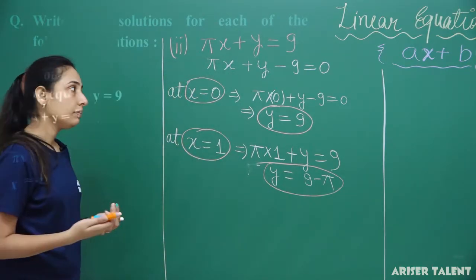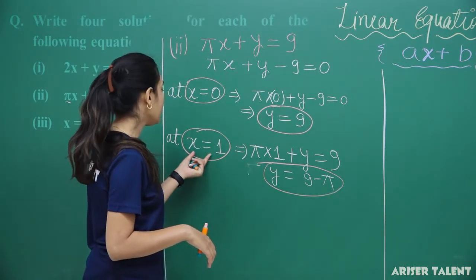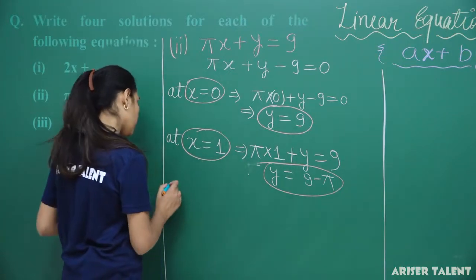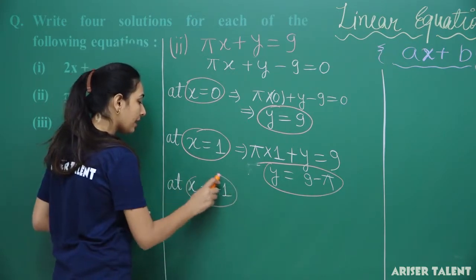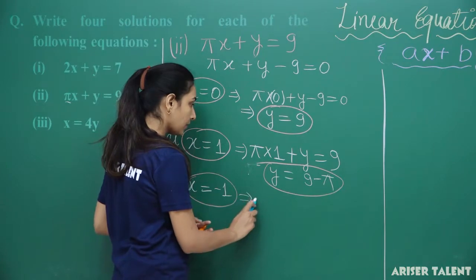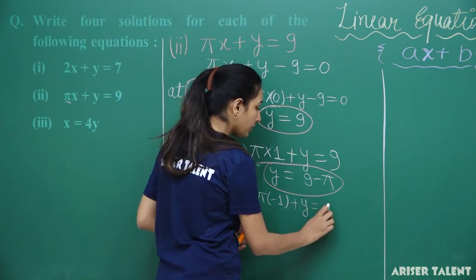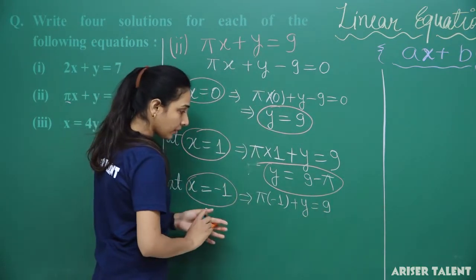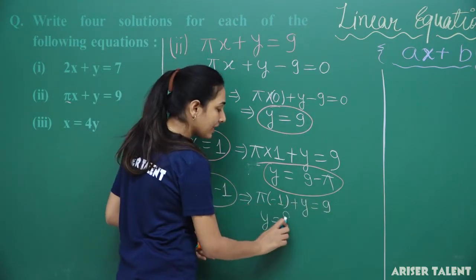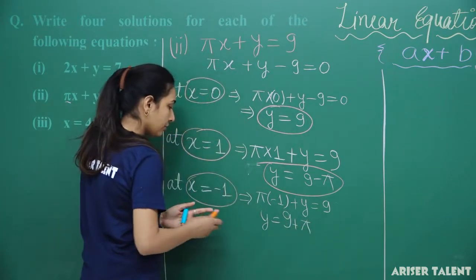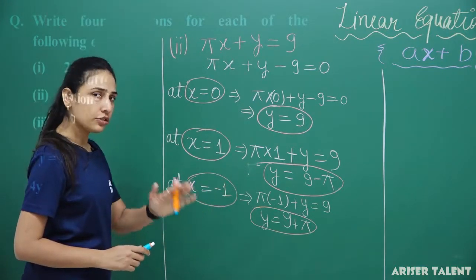So, we can put integers, and we can even put fractions. Okay, let me take minus 1 here. So, at x equals to minus 1, what am I getting, students? Look here, minus pi plus y equals to 9, and that will give me y equals to 9 plus pi, as minus pi goes to the other side. So, at x equals to minus 1, y equals to 9 plus pi.